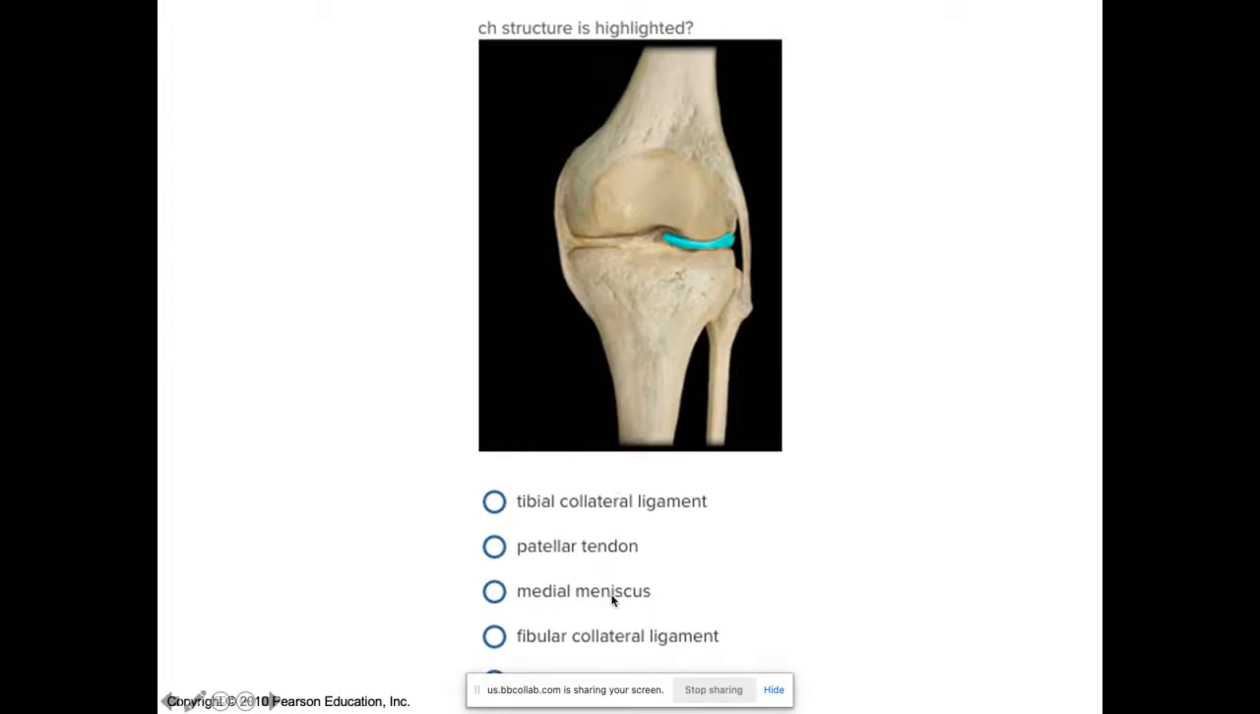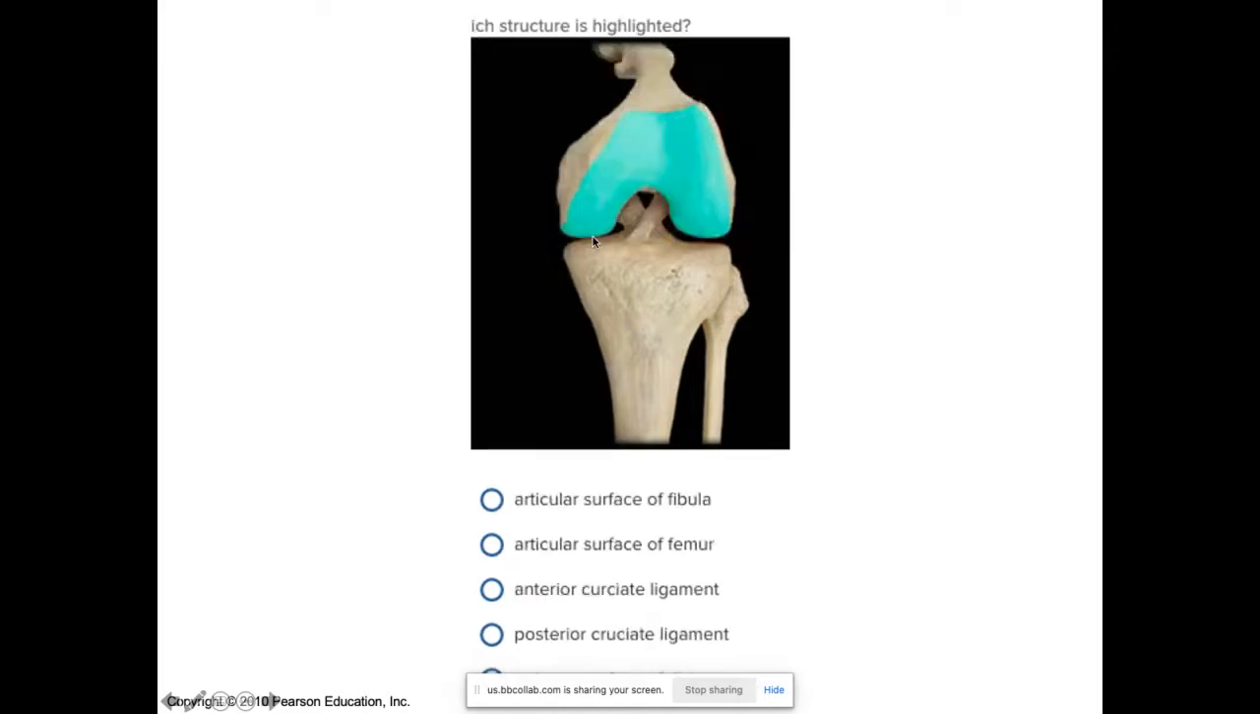So now it's probably a meniscus. Is it a medial meniscus or is it a lateral meniscus? So the fibula here is the lateral bone. So this has to be the lateral meniscus. This would be the medial meniscus.